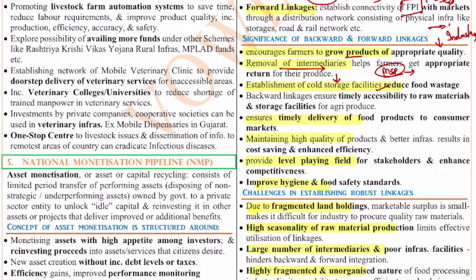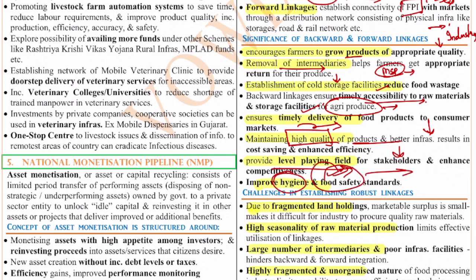The backward linkages ensure timely access to raw materials and storage facilities, and because of this agricultural waste or food waste will reduce overall. They ensure timely delivery of food products to consumers, maintain high quality of products and better infrastructure, provide a level playing field for all the stakeholders, and enhance competitiveness in the market. They also improve hygiene and food standards, because this is one area where India is lacking.